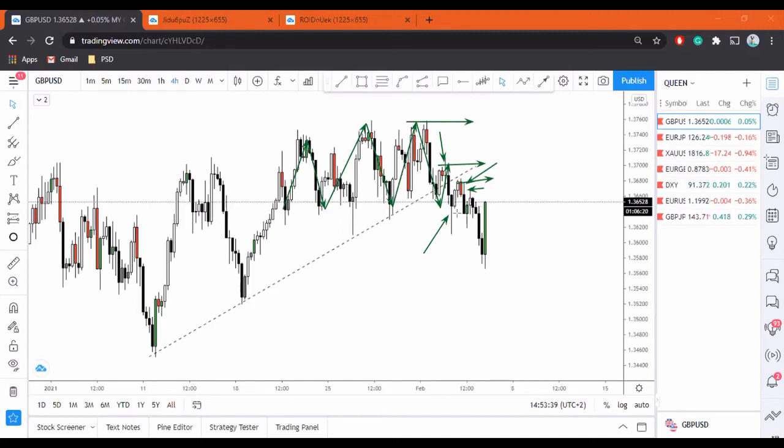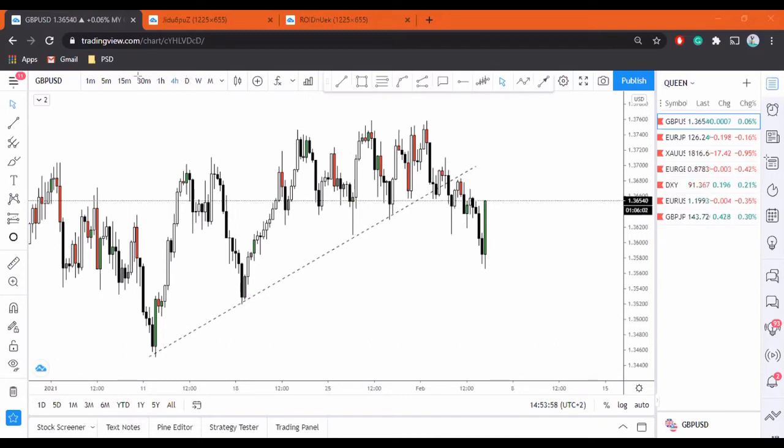That's how you would have read the price on the 4-hour time frame, and then the 1-hour time frame would have just given you total opportunities to enter. It gives you more clear information. So this is the 4-hour time frame trend, right?